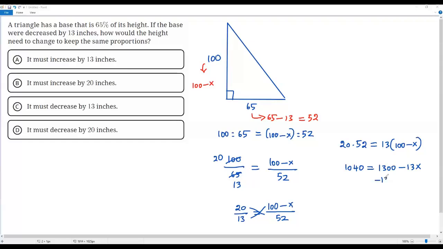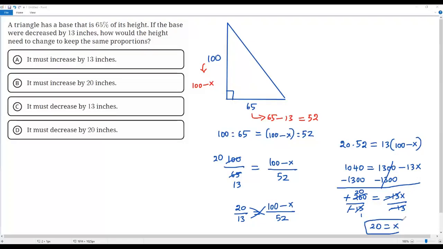For that I subtract 1300 from both sides. When I simplify 1040 minus 1300, I'm getting negative 260. On the right side, I'm getting negative 13x. To solve for x, I divide both sides by negative 13. So the negatives cancel out. 13 goes into 26 twice, and 13 goes into 260 twenty times, so I get 20 equals x.